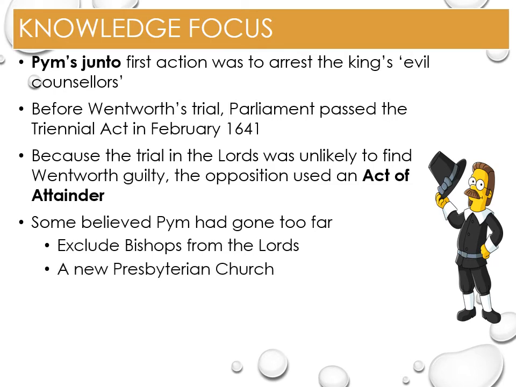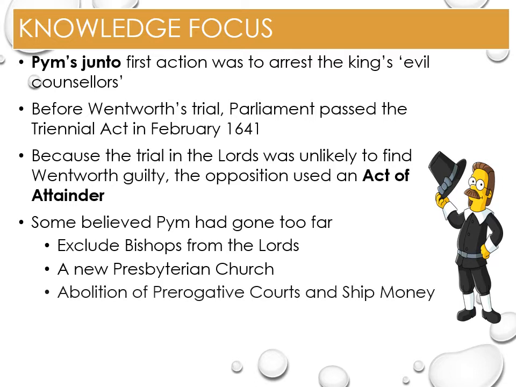Charles also agreed to the official establishment of Presbyterianism in Scotland. The power of the King was further undermined by the abolition of prerogative courts and the King's ability to collect ship money.